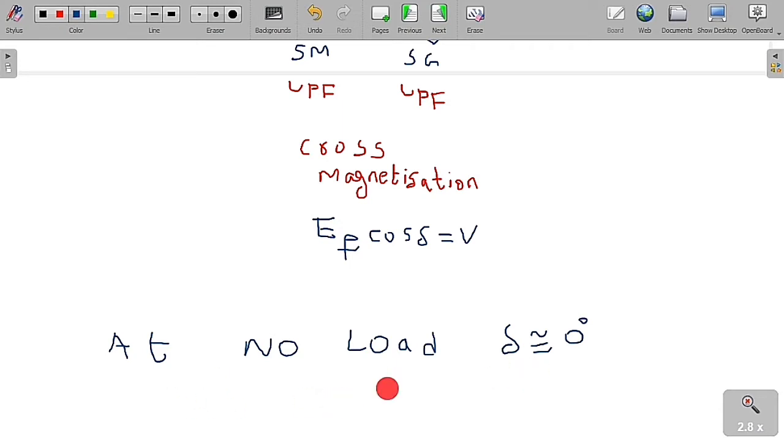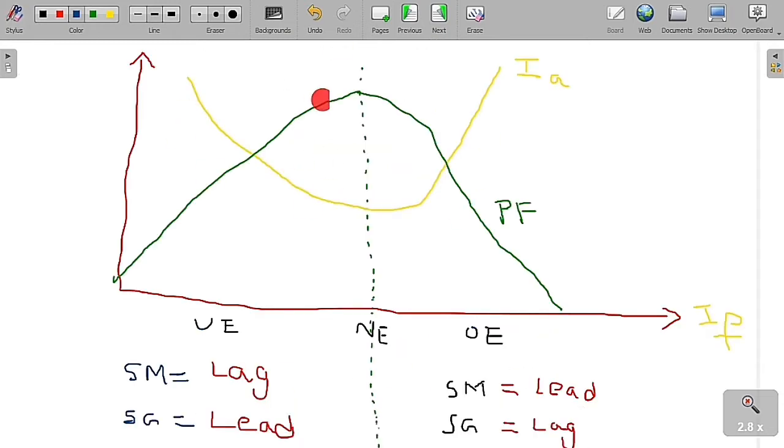At under excitation, at normal excitation we are going to get EF is equal to V, and at over excitation we are going to get EF is greater than V, whenever we are assuming that there is no load. So this is the conclusion regarding each and every V curve and the inverted V graph. This is the oral thing that you should always remember, because definitely at least one question will be asked from this one.